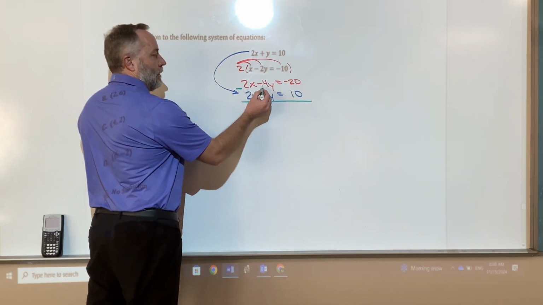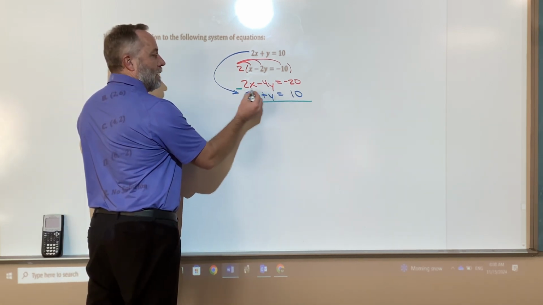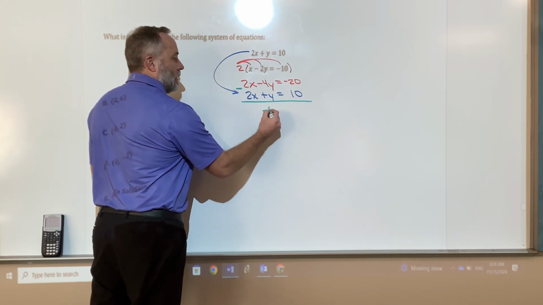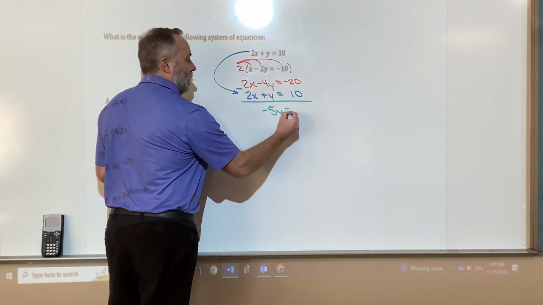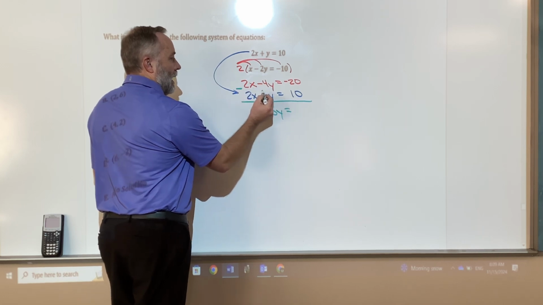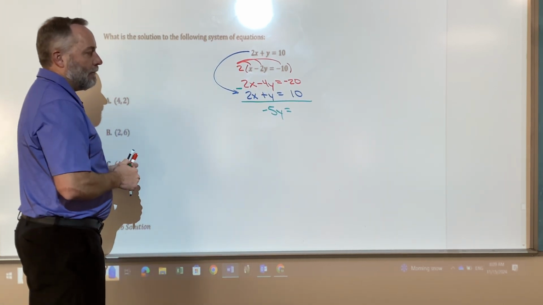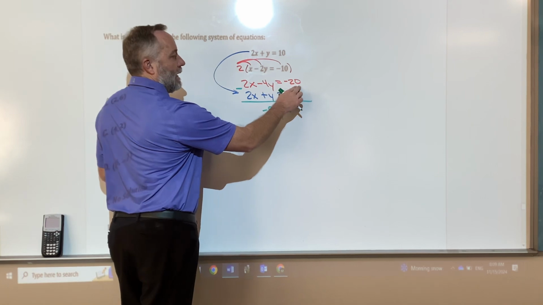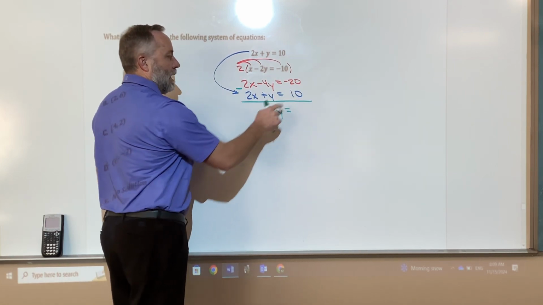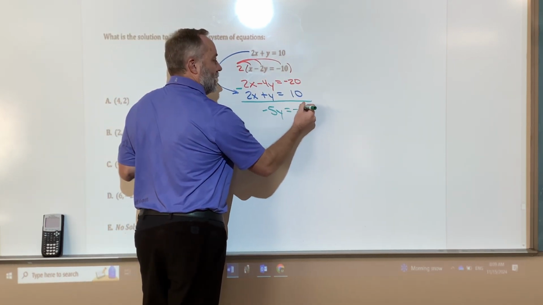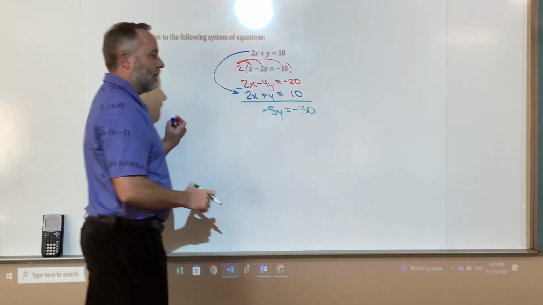Got to be a little bit careful here. Negative 4y minus 1y is negative 5y. Again, that's negative 4y minus 1y to get negative 5y. Similar happens here. Negative 20 minus 10 gets us negative 30.